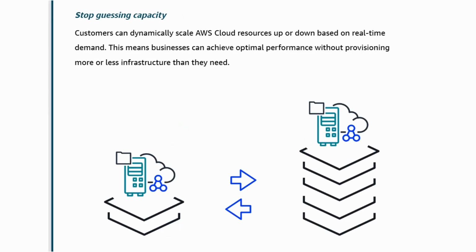Third is stop guessing the capacity. In the old world, you have to predict the future. If you bought hardware for 10 million users but only got 500,000, you are stuck with expensive, dusty zombie servers. On the flip side, if you underestimated your growth, your site would crash while you waited weeks for the new parts. In AWS, you stop guessing. Scaling takes minutes, not months. You provision what you need now and use scaling tools to grow or shrink automatically based on the real-time demand.